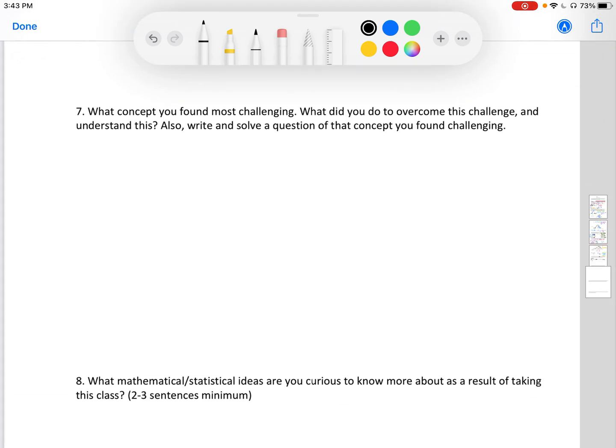7. What concept did you find most challenging? What did you do to overcome this challenge and understand this? Also write and solve an equation of the concept you found challenging. And you can pick an example again from your textbook. So tell me why you found it hard, what you did to overcome your challenge, and give me an example of that.